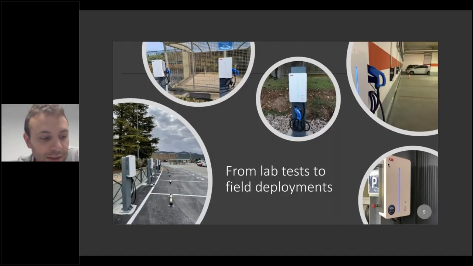So after the lab test that we did, of course, we moved on to the deployment phase, and we are now increasingly deploying more and more ABB V2X charging stations on the field. And these stations are located at customer facilities, and they are operated by means of OCPP. So as I explained, OCPP 1.6 plus V2X messages encapsulated in data transfer messages.